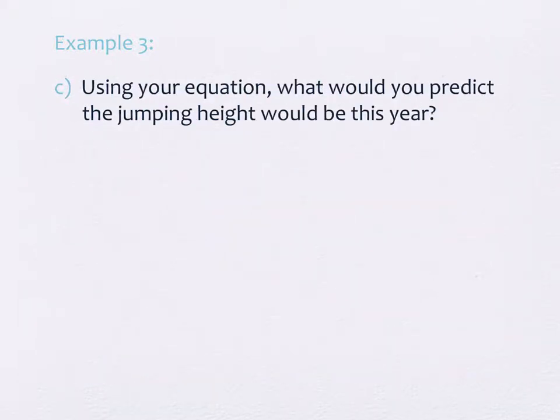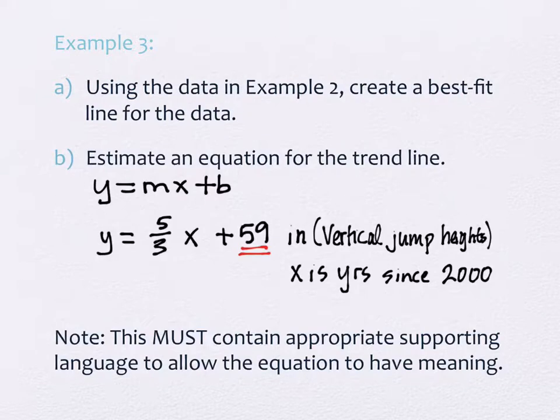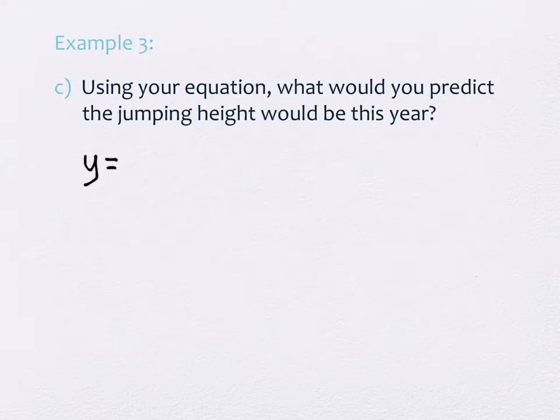So in particular, now that we know that, we can do part C, which is to use our equation to predict the jumping height this year. What year is it? 2019. So according to the information that I just labeled in my equation, what number am I plugging in? I'm plugging in 19. So this is y equals, I don't even know what I had because I've got a different, 5/3 x plus 59. So 5/3 times 19 plus 59.